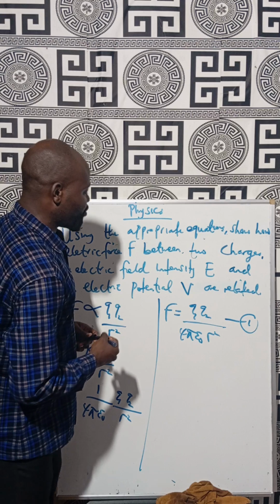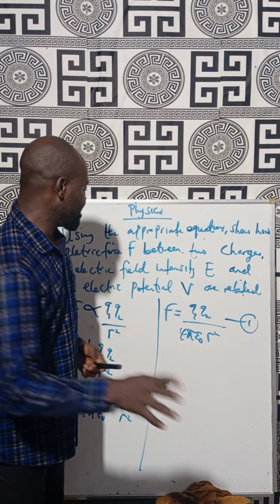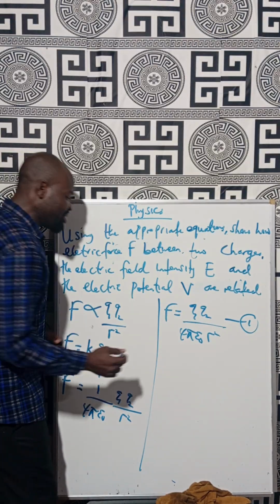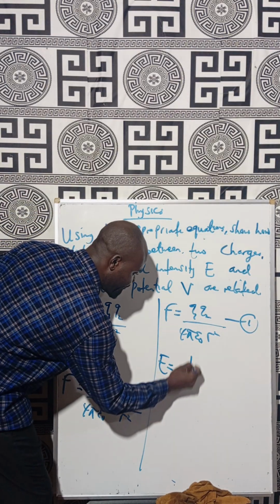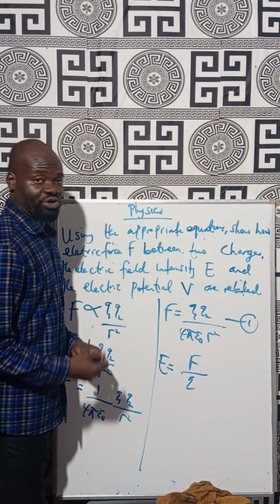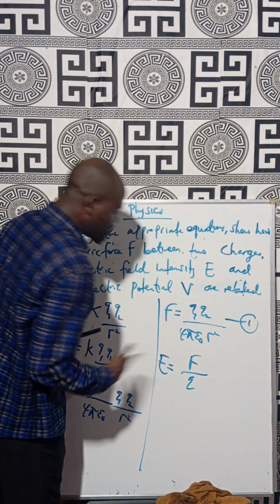Q1, Q2 all over 4 pi epsilon naught R squared. That's for F. Now, the second one is my electric field intensity. Electric field intensity at the point is equal to F over Q, force per unit positive charge. F over Q. Note it. You understand me now?